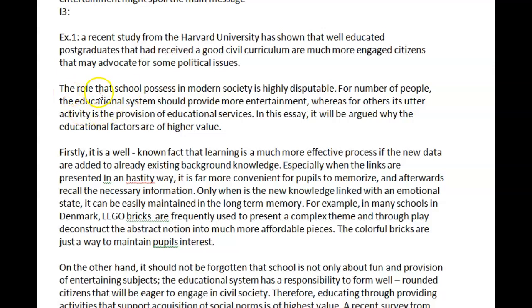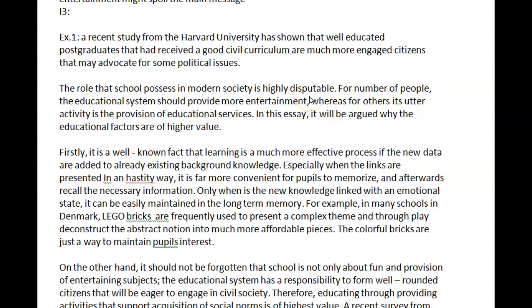The role that school plays in modern society is highly disputable. For a number of people, the educational system should provide more entertainment, whereas for others, it's utter activity, again, wrong word, is the provision of educational services. In this essay, it will be argued why the educational factors are of higher value. Okay.